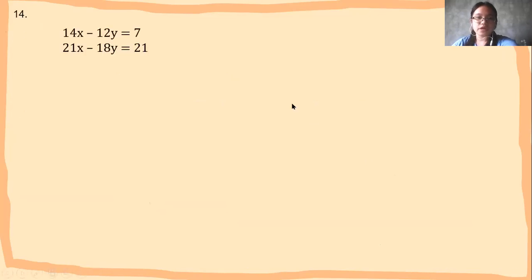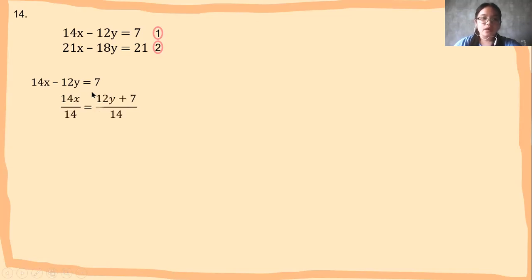So we have here 2 equations. 14x minus 12y is equal to 7, and 21x minus 18y is equal to 21. This will be our equation number 1 and equation number 2. The first step is to find an initial value. It's either x or y, it depends on you. We will be using equation 1, 14x minus 12y is equal to 7.